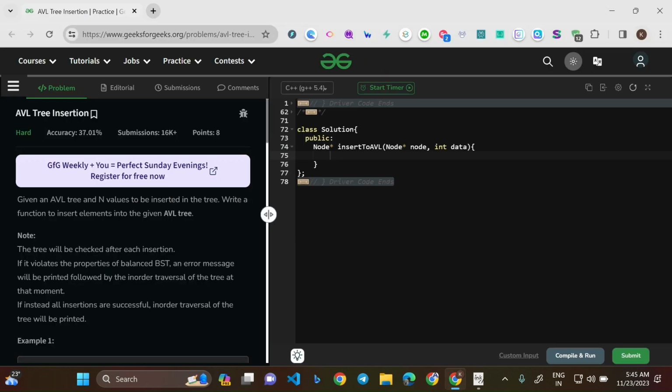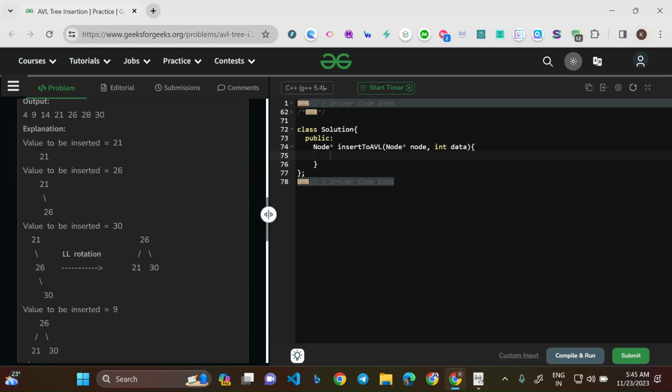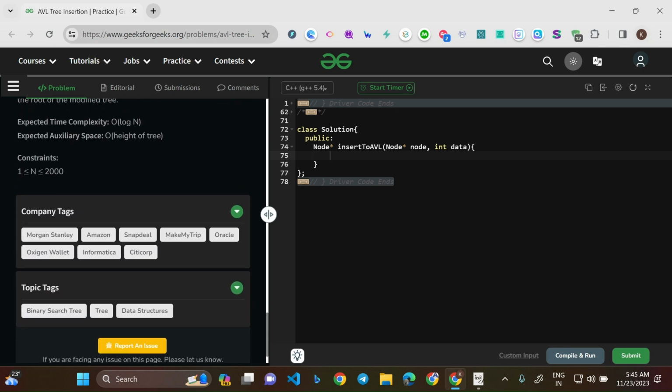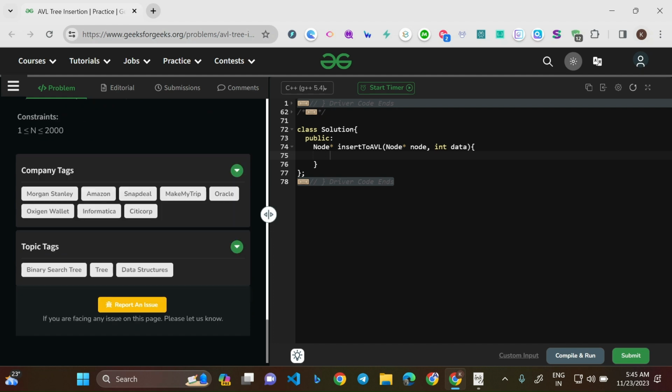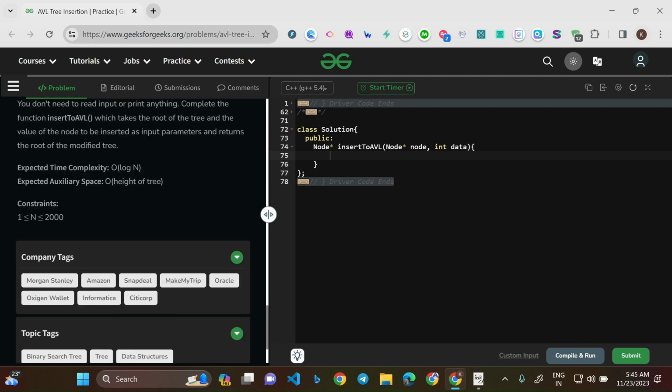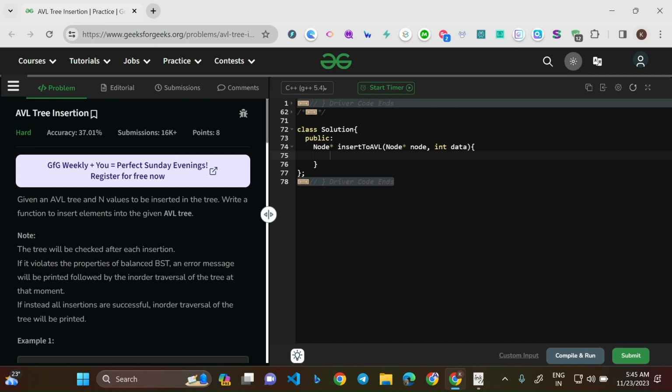So in today's video, we'll be solving the problem AVL tree insertion. This is a hard level problem and it's the problem of the day on Geeks for Geeks today. The company tags of the question are Morgan Stanley, Amazon, Snapdeal, MakeMyTrip, Oracle, and a few other companies. And the topic tags are binary search tree and tree data structures. Great. So now let us go to the question.